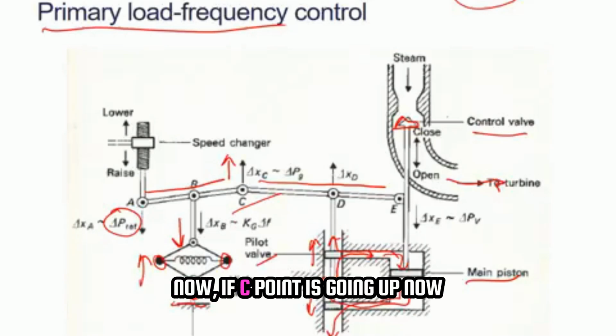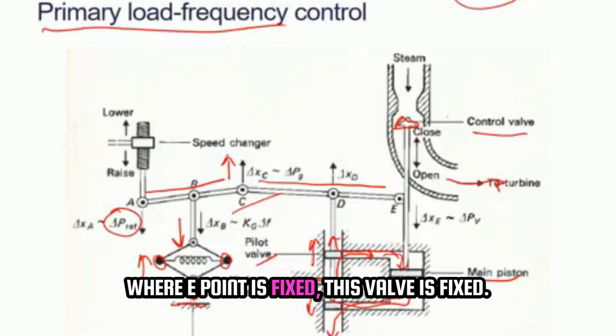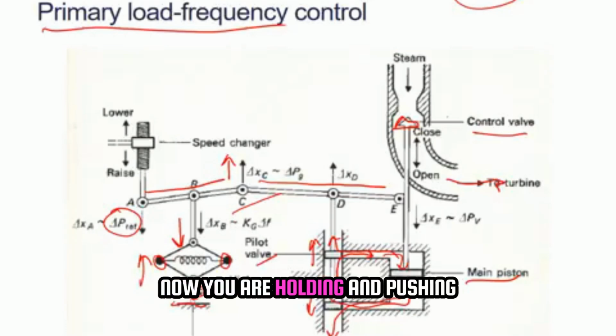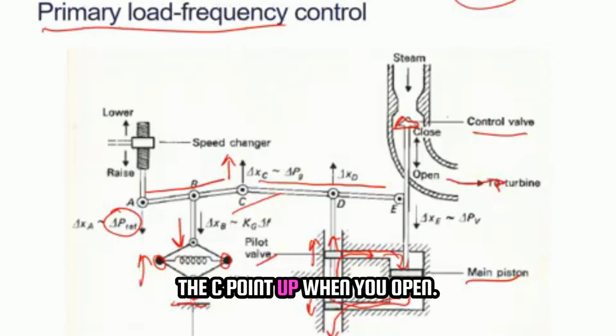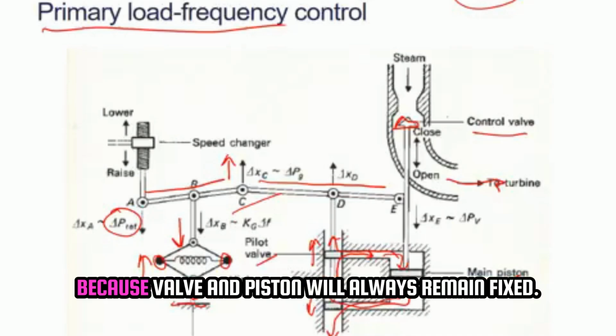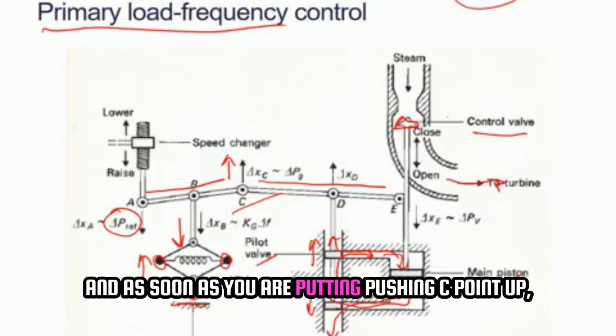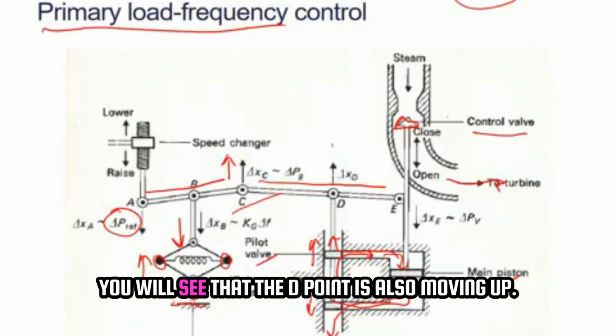Right? Now if C point is going up, from CDE, again hold a pen where E point is fixed. This valve is fixed, E point is fixed. Now you are holding and pushing the C point up. Because valve and piston will always remain fixed, it will not change right now. It will change, but not now. It will initially remain fixed. And as soon as you're pushing C point up, you will see that the D point is also moving up.